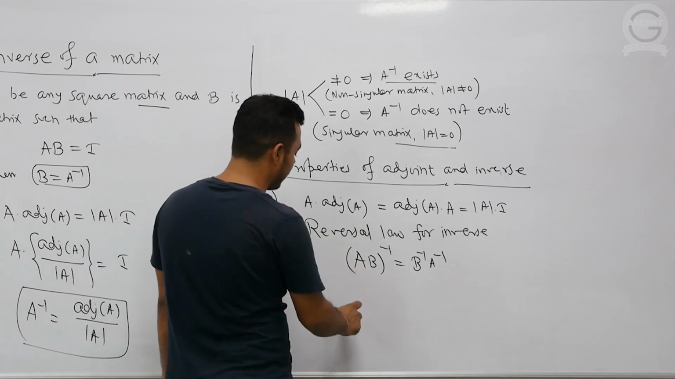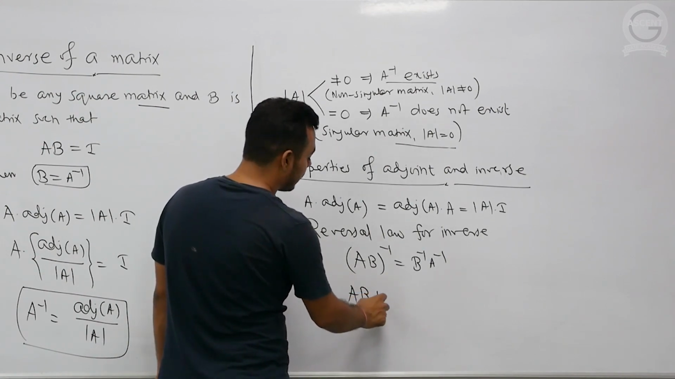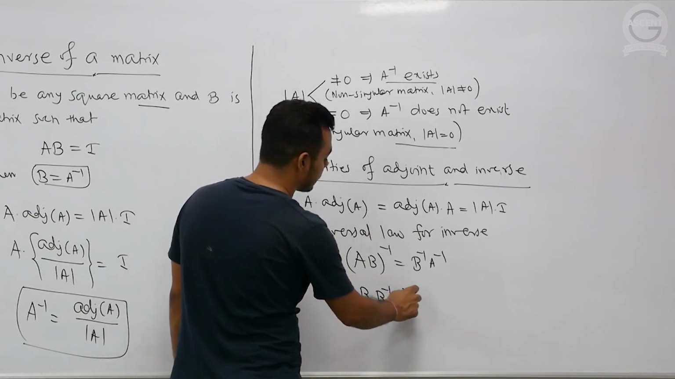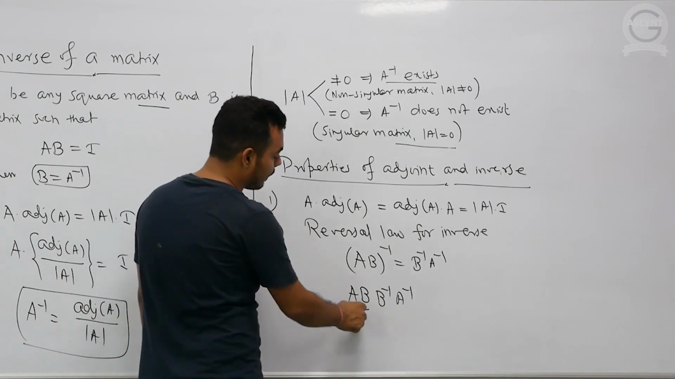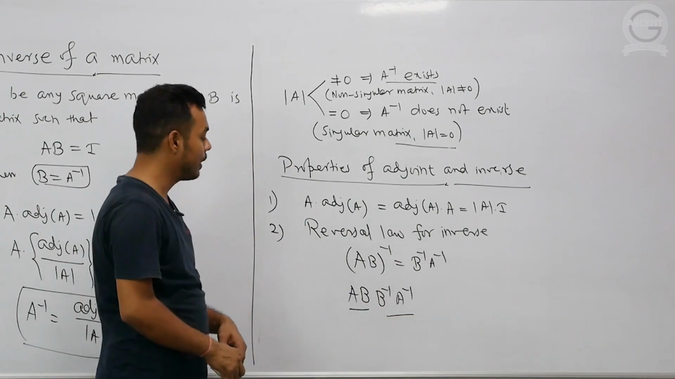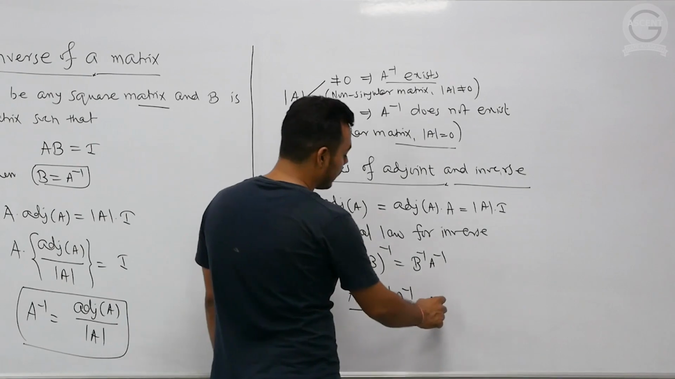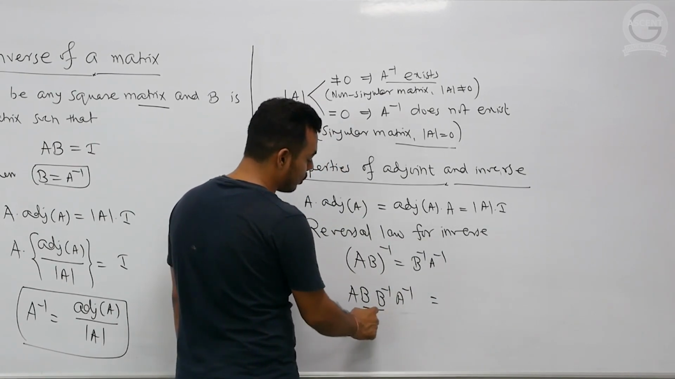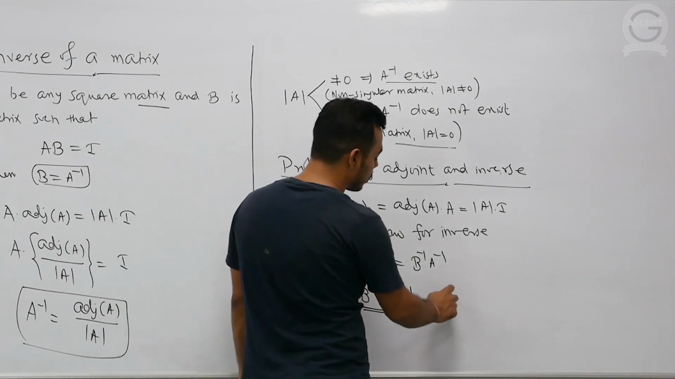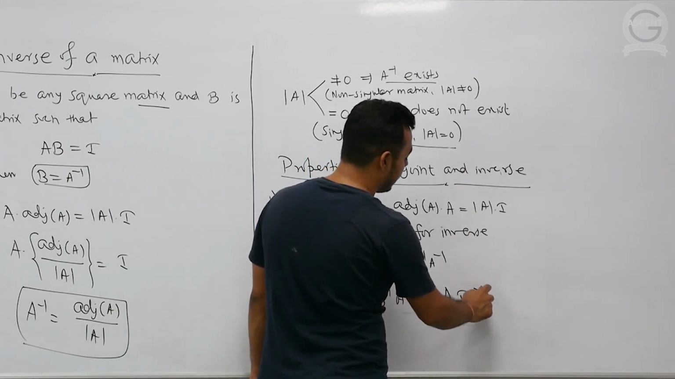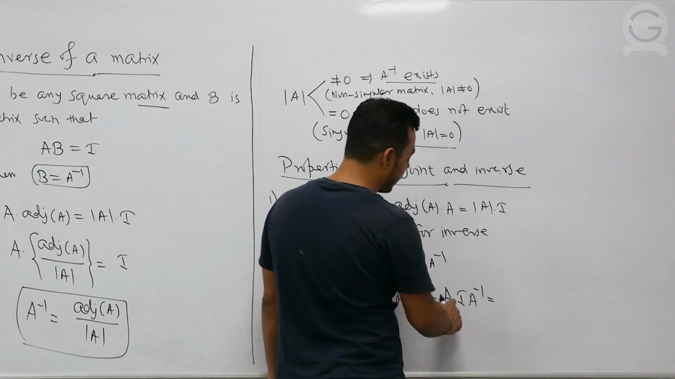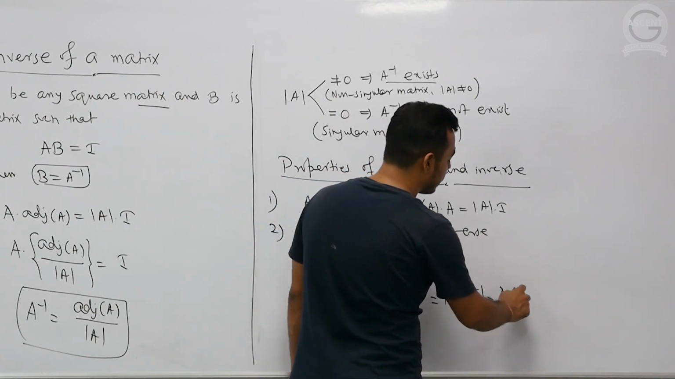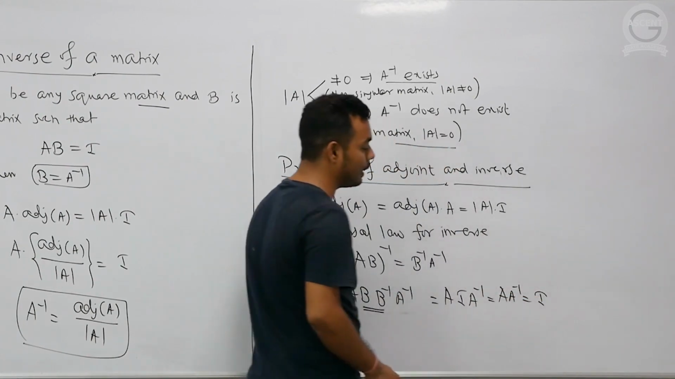And if you want to prove this relation, it is very easy to prove. See, you have one matrix AB and another matrix B inverse A inverse. Suppose I multiply these two matrices, then what will I get? B into B inverse will be identity. So you will get A identity A inverse, A into identity will be matrix A, so A A inverse will be identity matrix.